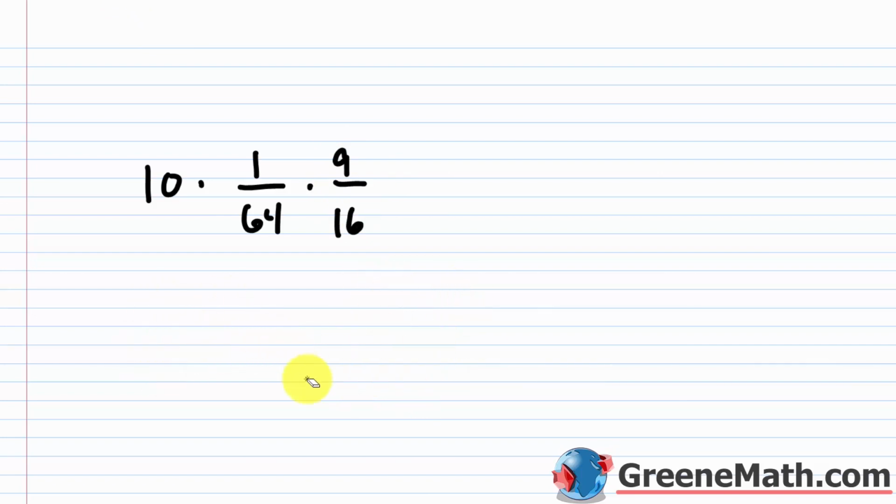Can I cancel anything? Well, yeah, I can cancel a factor of 2 here and here. So this would be 32, and this would be 5. So 5 times 9 is 45 over, what is 32 times 16? That's going to be 512. So 45 over 512, that's going to be your probability of getting seated in the front row exactly 3 days out of a total of 5 days.